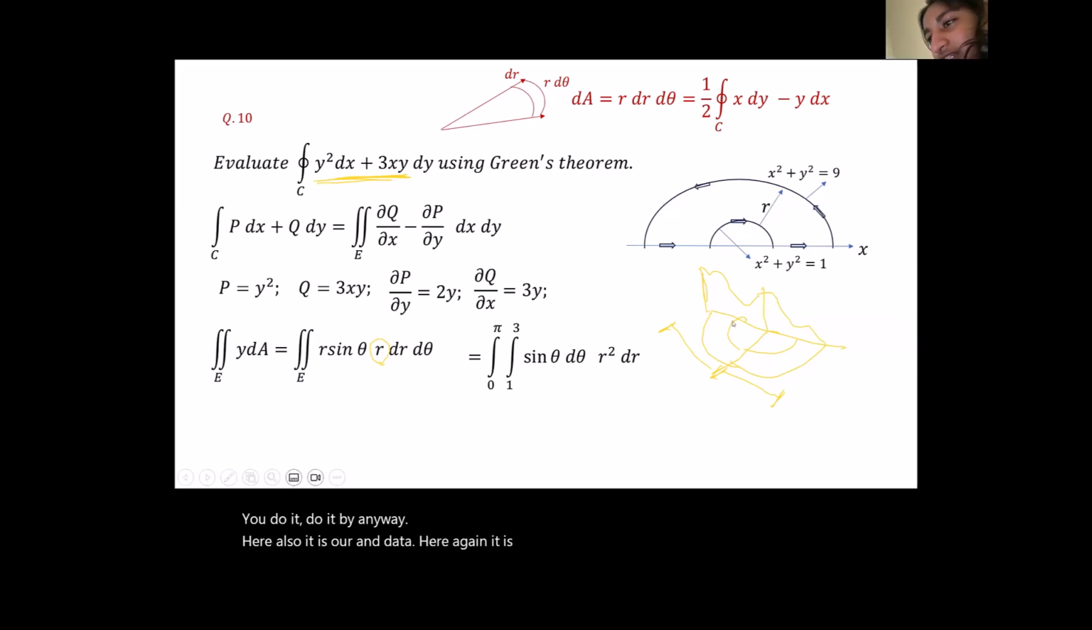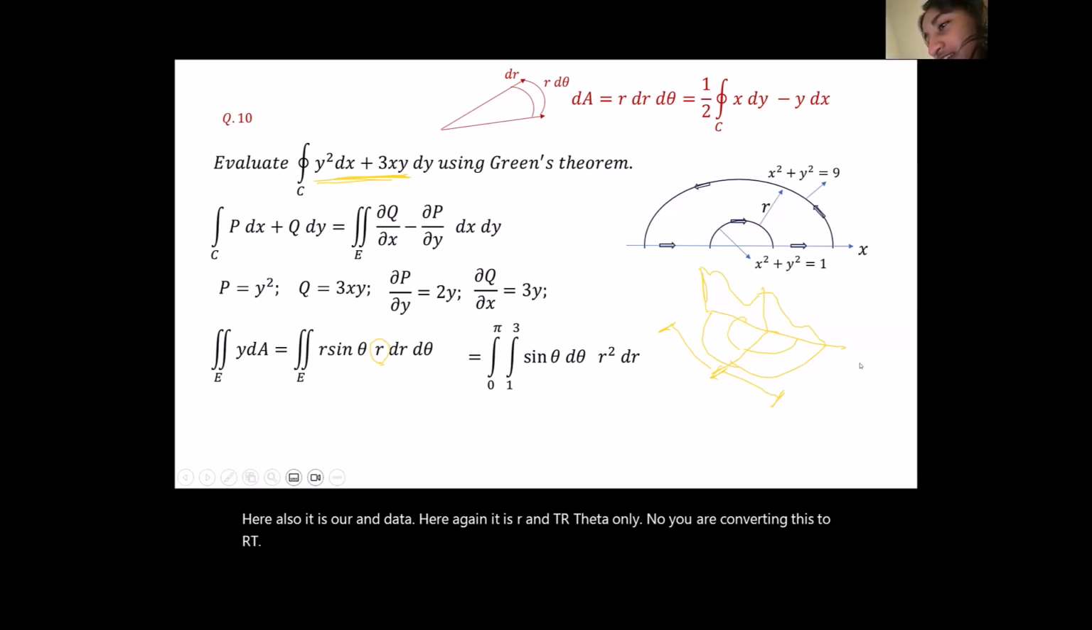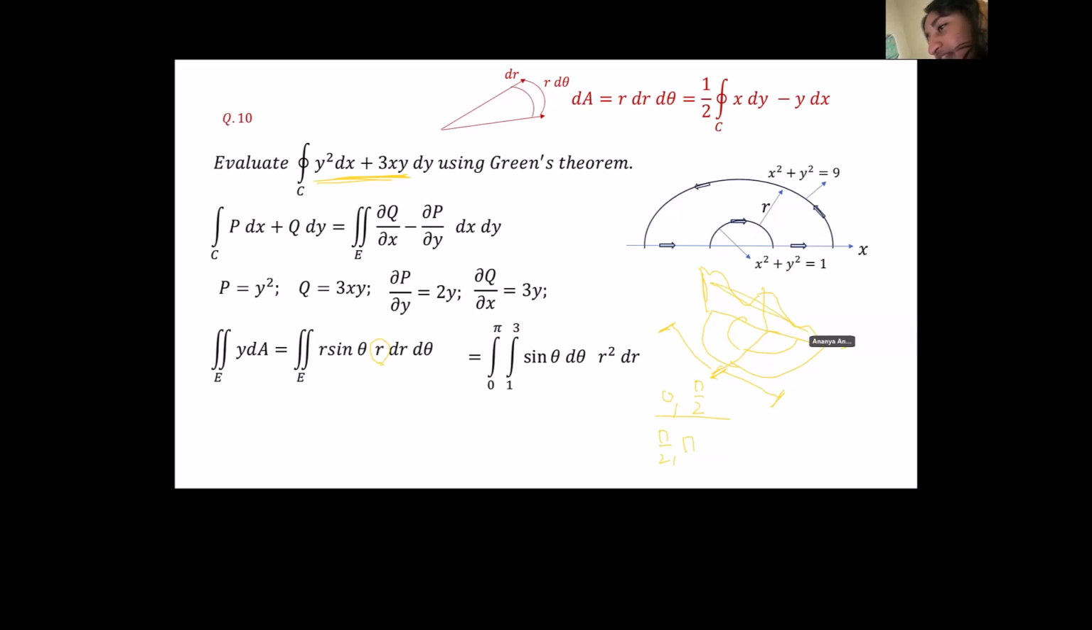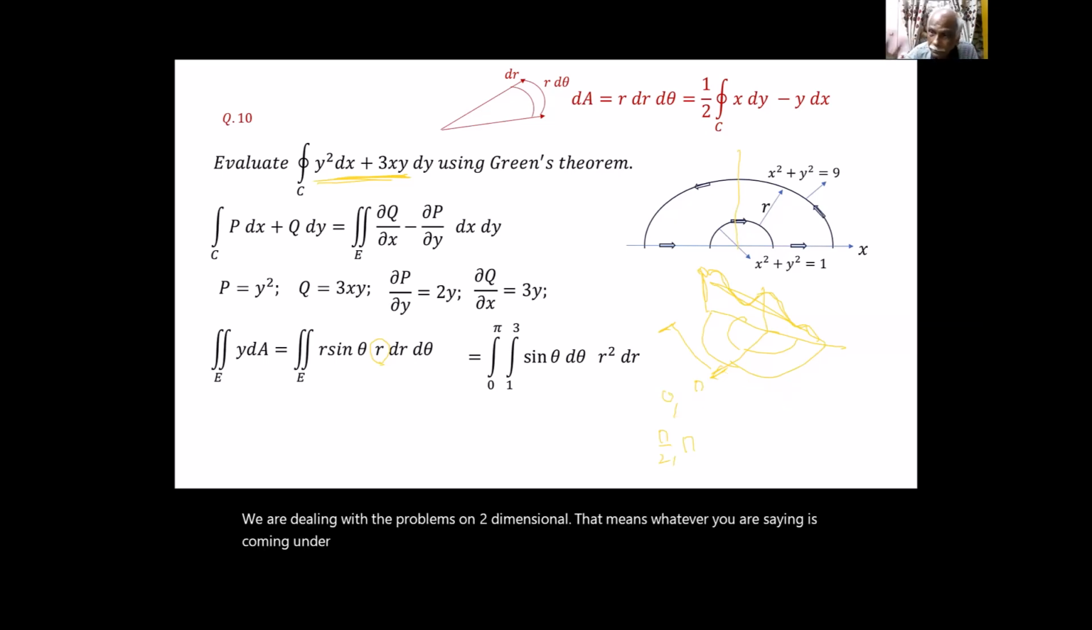It's r and theta only, you are converting this. But can you still? Then you'd have to do from 0 to pi over 2, and pi over 2 to pi. But in this case, how do you know that you have to split it up? Because you don't know what this is. If you don't know what the height function looks like, the surface, these are the bounds at the base. We are dealing with problems in two dimensions. That means whatever you are saying comes under Stokes' theorem, not this. Understood?